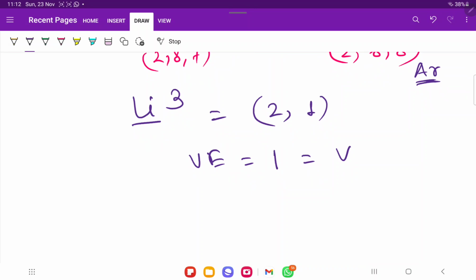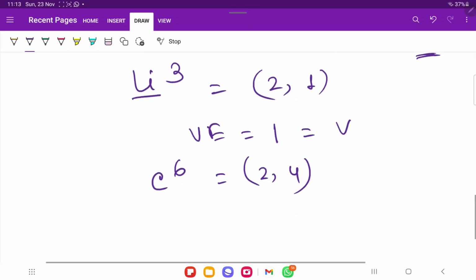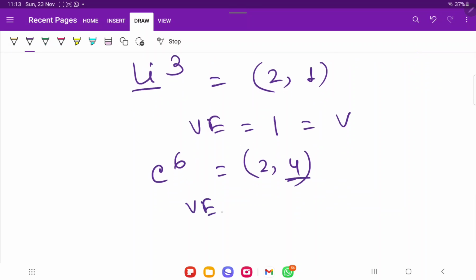So first we have to check the number of valence electrons. If it is below 5, that means 1, 2, 3 or 4, let's say carbon. Carbon has a total of 6 electrons, so the configuration is 2 and 4. The number of valence electrons is 4, and the valency also will be 4. So first we have to get the electronic configuration, then get the number of valence electrons. If it is 1, 2, 3 or 4, then the valence electron and the valency will be the same.